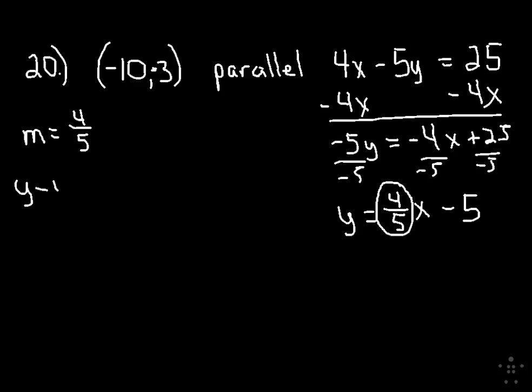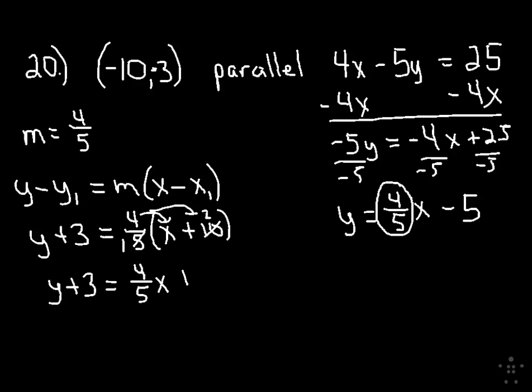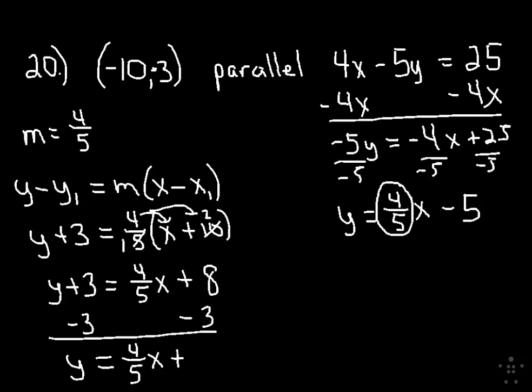So I'm going to use the point slope form. So I have y minus negative 3, is plus 3, is equal to 4 over 5 times x minus negative 10, so it's plus 10. So I get y plus 3 is equal to 4 over 5x, and then when you multiply, this would cancel and distribute, and that gives you 8. And then lastly, I want to subtract 3 from both sides. And so y is equal to 4 over 5x plus 5. And that's in slope-intercept form.